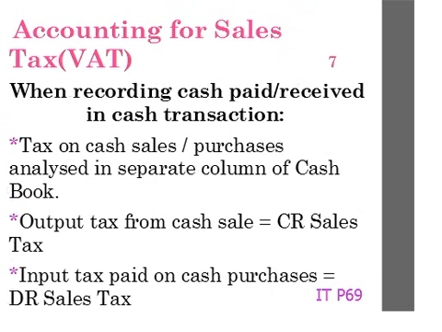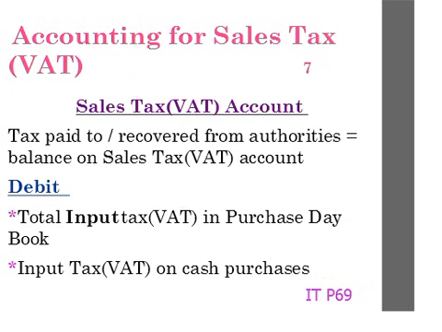When recording cash paid or received in cash transactions, the sales tax, VAT, on cash sales or purchases is analyzed in a separate column of the cash book. The output tax, VAT, from a cash sale will be credited to the sales tax, VAT, account, and the input tax, VAT, paid on a cash purchase will be debited to the sales tax, VAT, account. The tax paid to, or recovered from tax authorities, SARS, will be the balance on the sales tax, VAT, account.